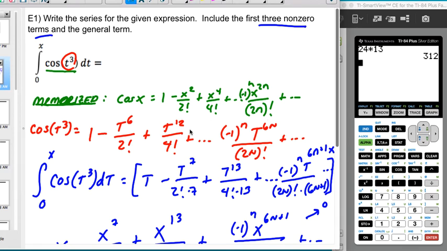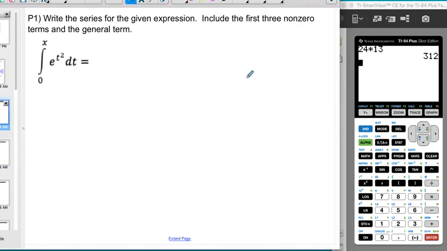Sometimes an AP free response will actually ask you to do that. They'll say, what are the first 3 terms and the general term for cosine of x? Then I had to plug it in for cosine of t cubed and figure out what that would be, and then I had to integrate on a term-by-term basis. All right, so you're going to go ahead and try another one.